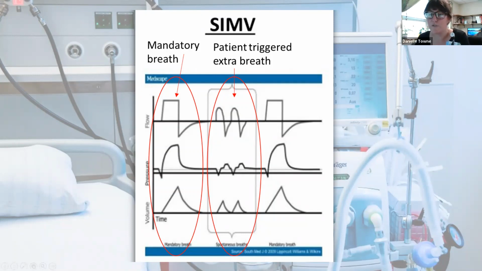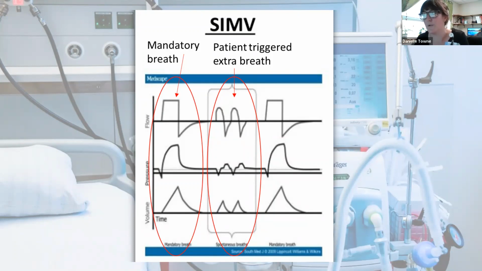So in the example on the screen, you can see that the mandatory breaths are this first one and this third one, right? So you can see that these all look pretty similar. The first one and the third one look pretty similar, but the second one doesn't. It looks like they took 2 little mini breaths, right? And that's because in this mode, the patient can have these smaller mini breaths in between the mandatory breaths. So it leads the patient to be more comfortable if they're intermittently spontaneously breathing.